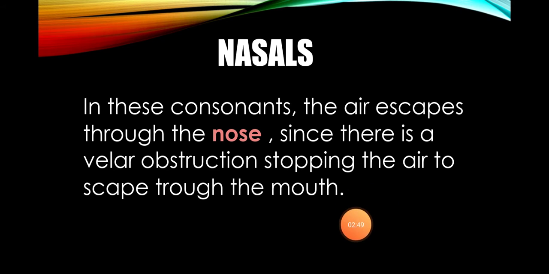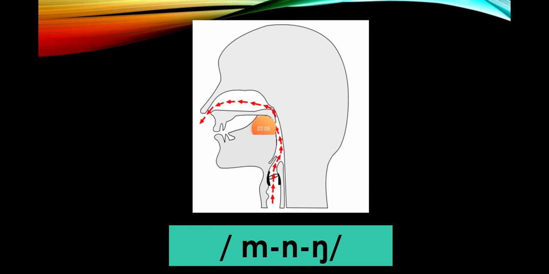Nasals, yes? In nasals, the air escapes through the nose, since there is a velar obstruction stopping the air from escaping through the mouth. You can see here that the air escapes through the nose because there is an obstruction here and the air cannot escape through the mouth. These are the examples.